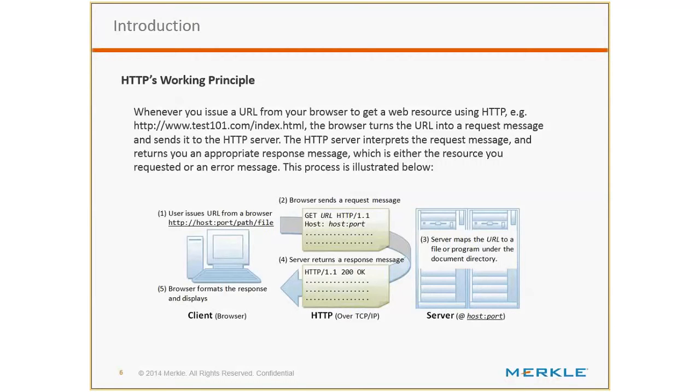The second one is the host name. It's the DNS domain name or IP address of the server. The third is its port. It's the TCP port number that the server is listening on for incoming requests from the client. And the last one is the path and file name. It's the name and the location of the requested resource under the server's document-based directory.